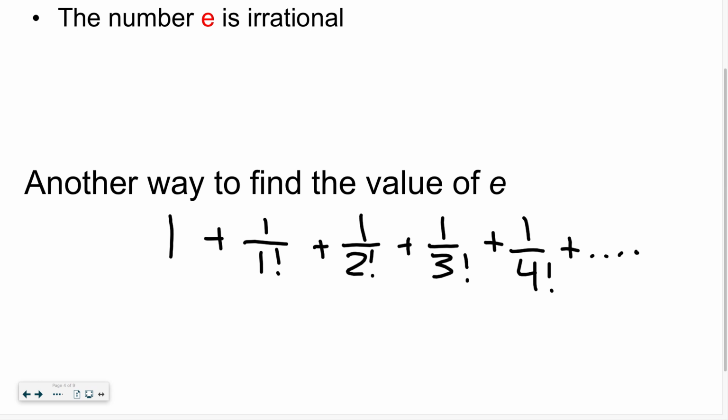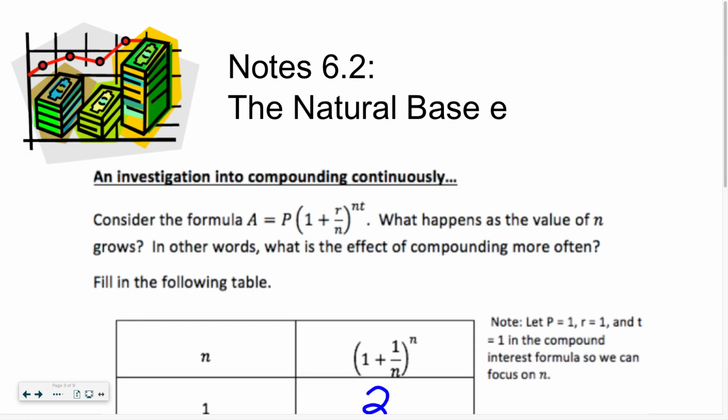Okay, now I want to go back just really quickly to this table and talk more about why it's called the natural base. Okay, why is it called the natural base e? The reason why we want to know about e and this thing about n going to infinity is, like this compound interest formula we talked about yesterday, this is on a schedule, right?